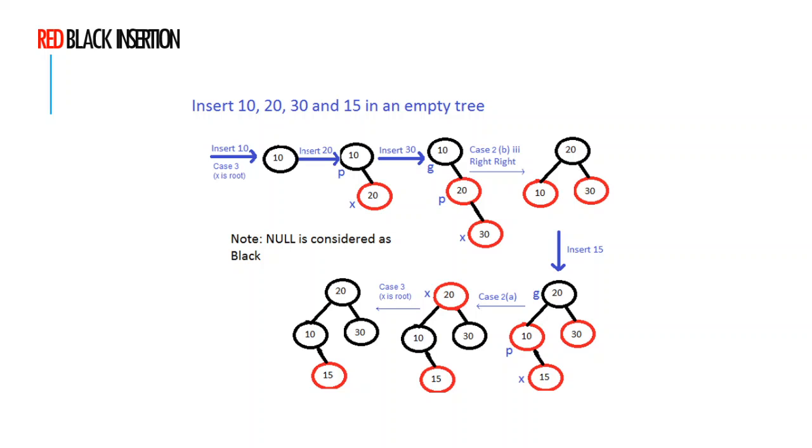20, 10, 30, we put 15 now. We have the second case, A, 20 the root, 10 and 30 with the black color, and 15 of the 10th node with the red color. We have the third case, and now the X is the root. As you can see, 20, 10, and 30 are black, and the new element 15 will be red.